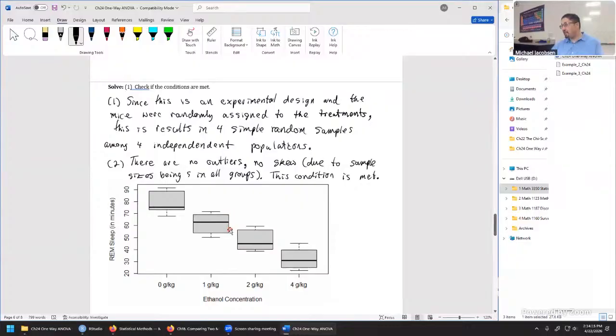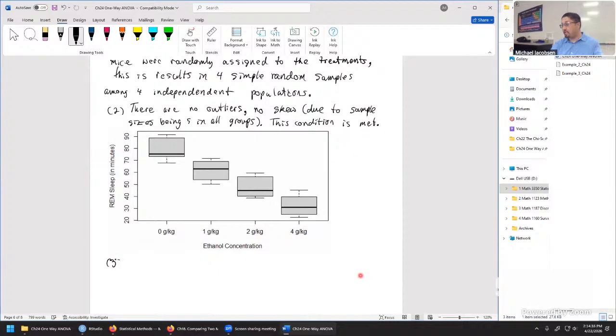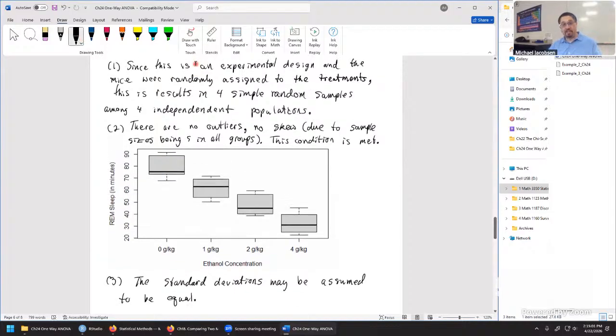Well, the width of all these box plots is nearly identical. That tells us that the variation amongst all these groups is about the same. So even if we used our rule of thumb that the largest sample standard deviation is no larger than twice the minimum standard deviation, it's going to be an easy pass for these data. So we can make another statement, part 3. Well, let's say it this way, the standard deviations may be assumed to be equal. So this means all the conditions are met.